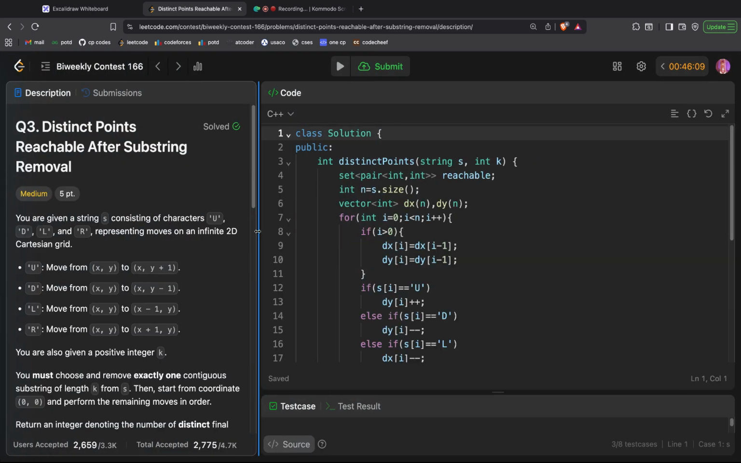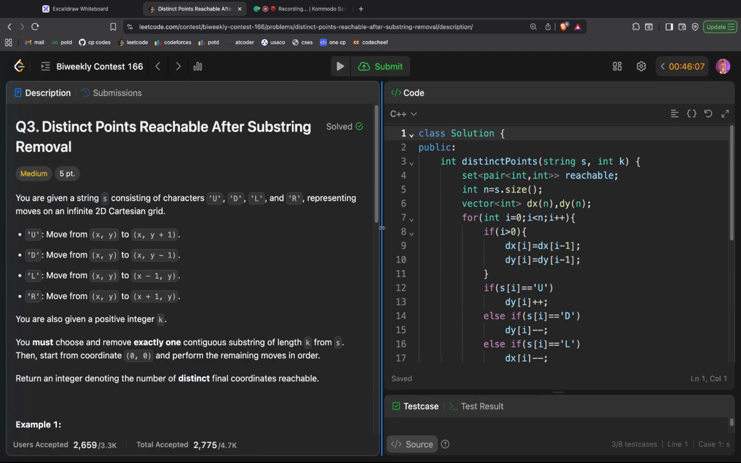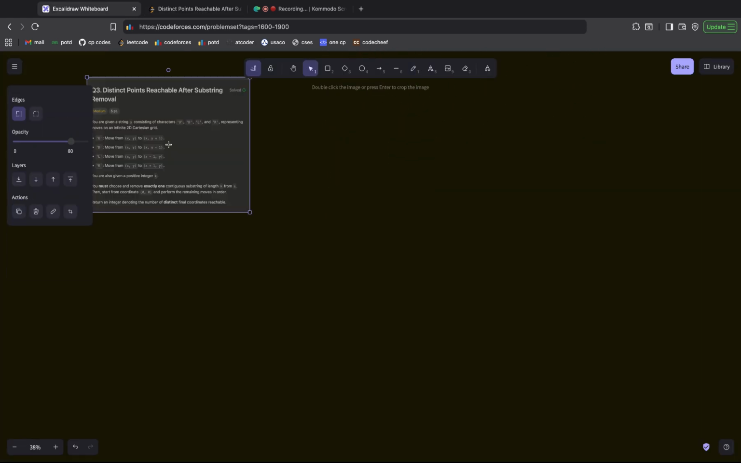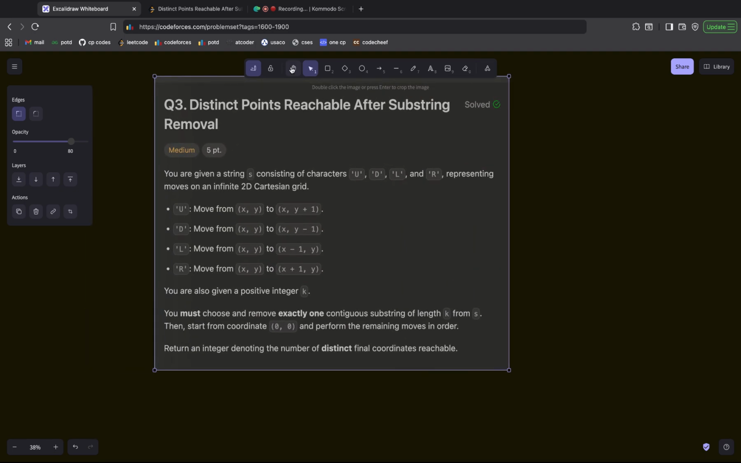Distinct point. Okay, this also I think is a pattern-based problem, but you need a little bit of intuition to solve this. Again, I think it's pretty easy and straightforward. Let's go over question 3 now and see what it is. You are given a string S.